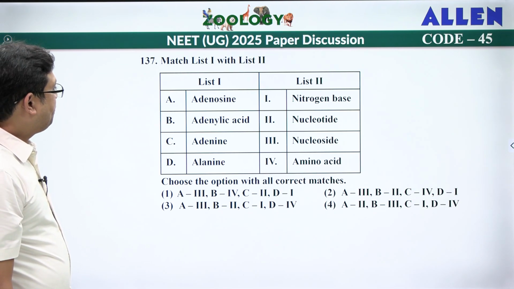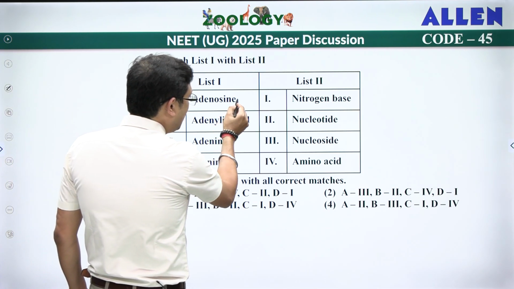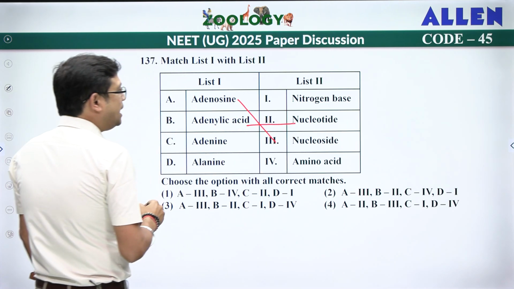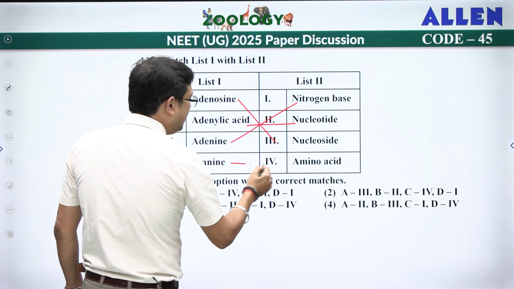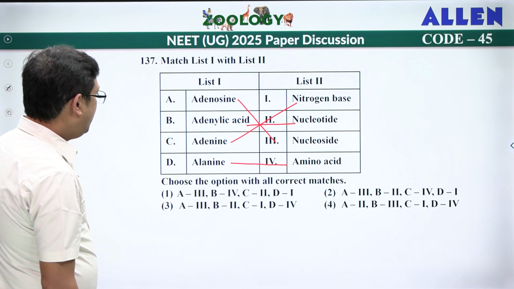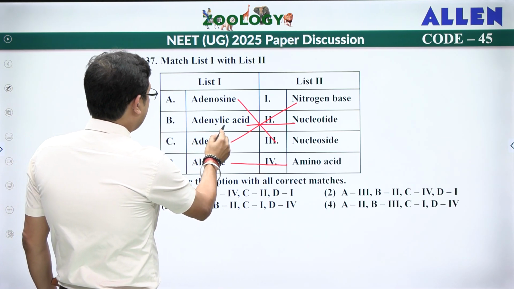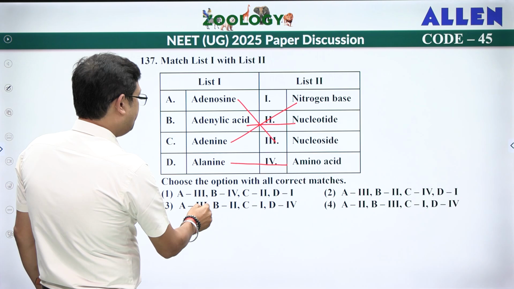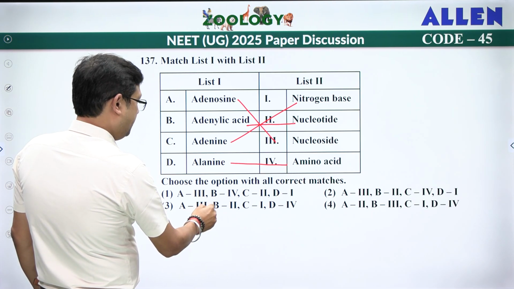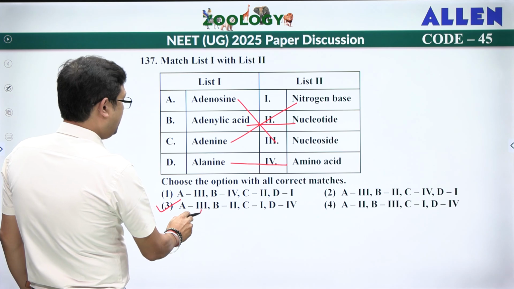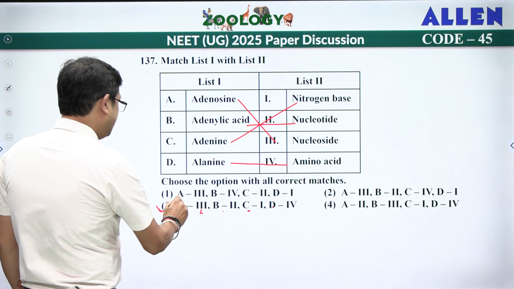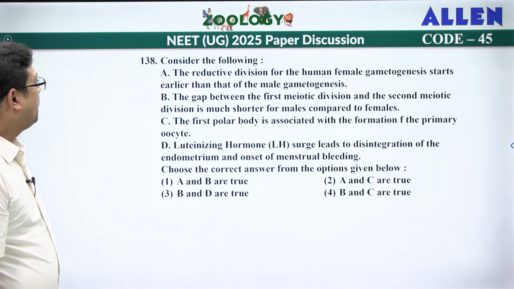Match the list. Okay. Adenosine. Adenosine is a nucleoside, right? Adenine plus ribose. Adenylic acid is a nucleotide. Adenine is a nitrogen base and alanine is an amino acid. So A is 3. B is 2. A3, B2, C1, and D is 4. Answer is third one. Next.